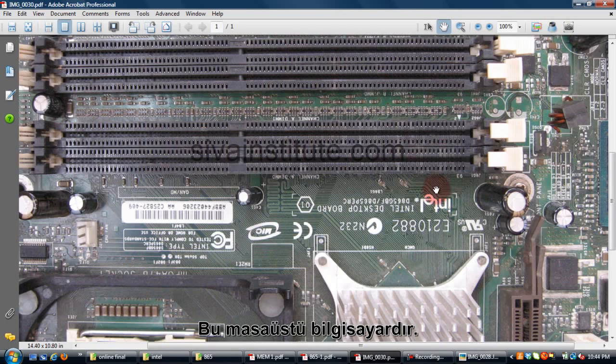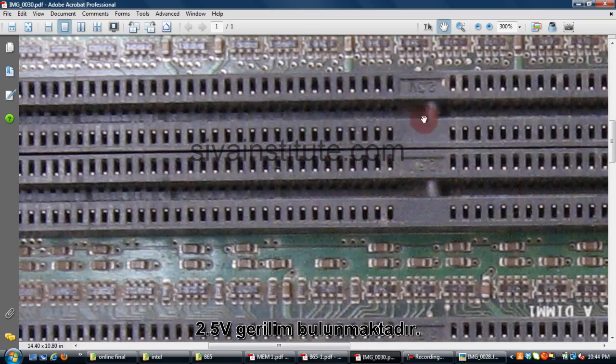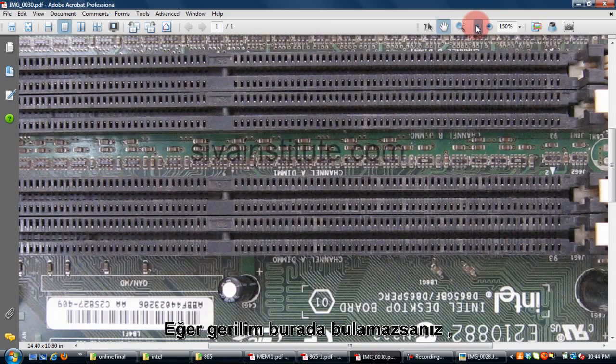This is the desktop DDR1 DIMM slot. This is pin number 1, pin number 2. This is pin number 92. This is pin number 93. The last pin is number 184, so total 184. See here, 2.5 volts. This is 2.5 volts. 2.5 volts. No voltage at this point.